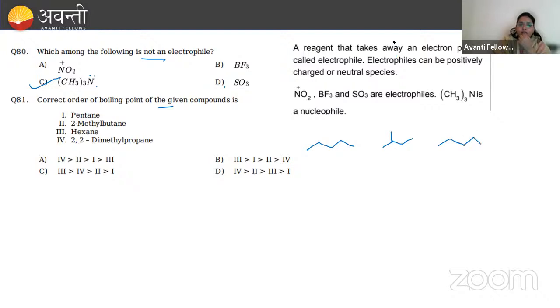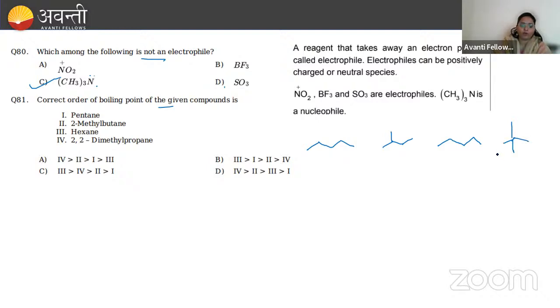What is the answer? Someone has responded 81, C. Okay. And next, 2,2-dimethylpropane. So this is another structure. Okay, what will be the order of boiling point?